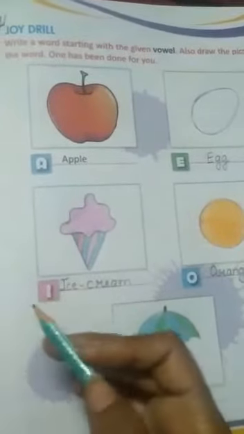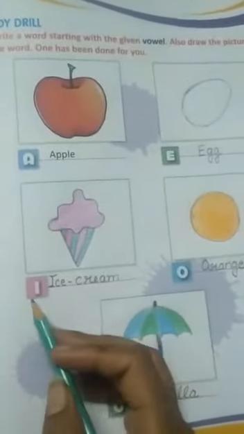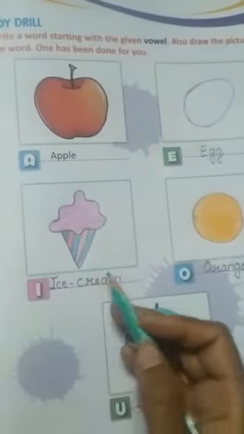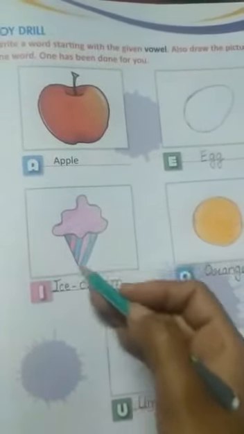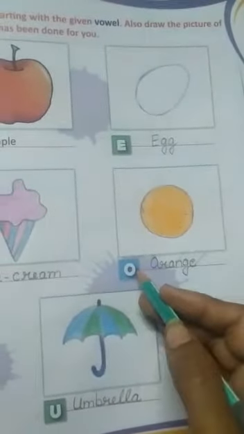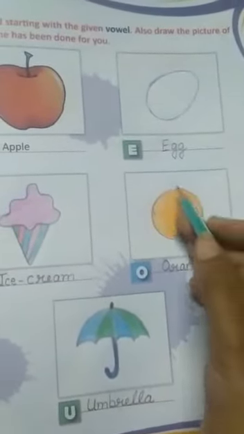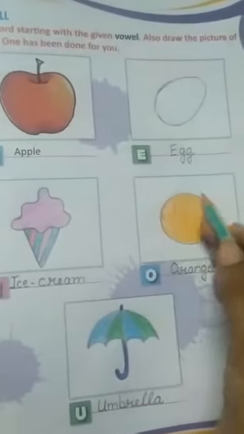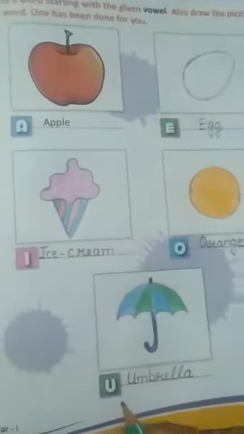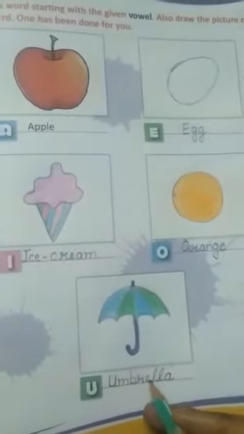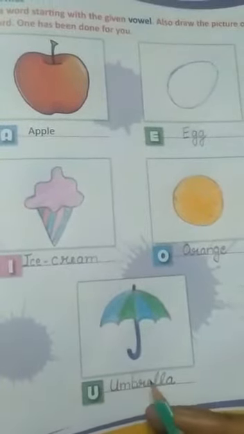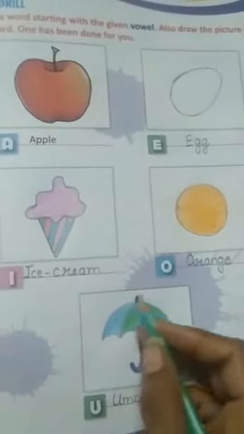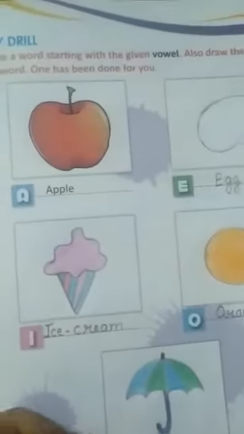Okay, next, I. I for ice cream and draw a picture of ice cream. O for orange. O for orange and this is the picture of orange. Okay. Next U. U for umbrella and this is the picture of umbrella. Let's read out the vowels with me.